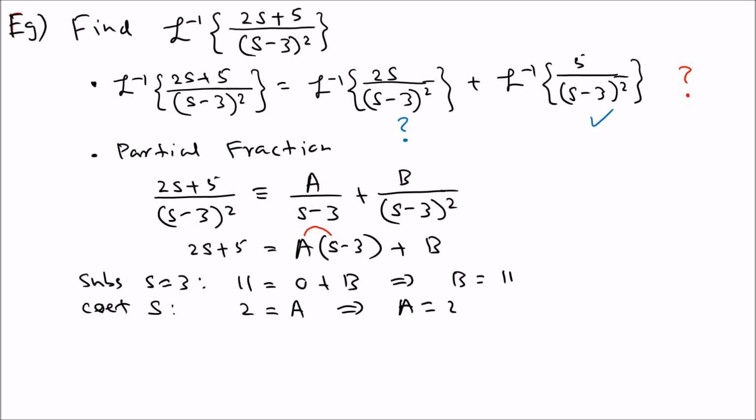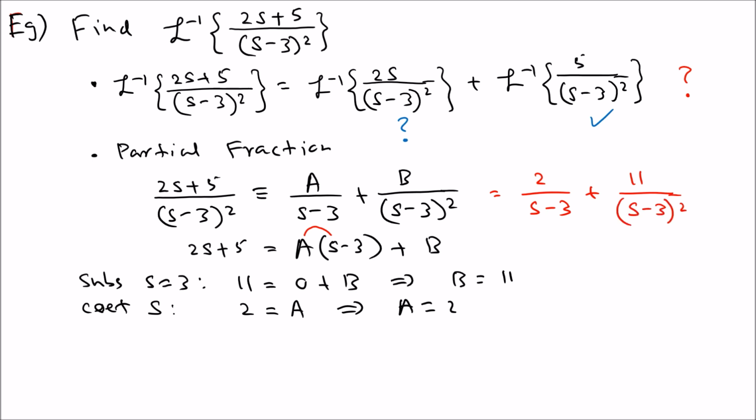Now, since we know a and b, our formula is simply going to be a equal 2, so it's 2 over s minus 3, plus b. B was 11, so 11 over s minus 3 squared.